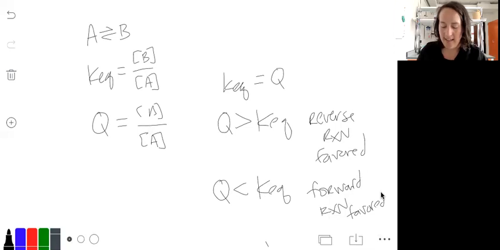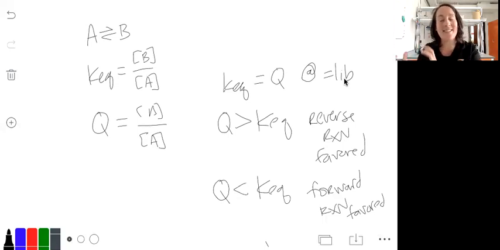All right, so in the unlikely event that KEQ is equal to Q, that means you're already at equilibrium. If Q is greater than KEQ, that means you have too many products, right? You're heavy on the product side, so the reverse reaction is going to be favored. So B would convert back to A. And if Q is less than KEQ, that means that you likely have too many reactants, and so the forward reaction will be favored, where A is going to be converted into B until you get to that ratio, right? That's the equilibrium ratio, or KEQ.